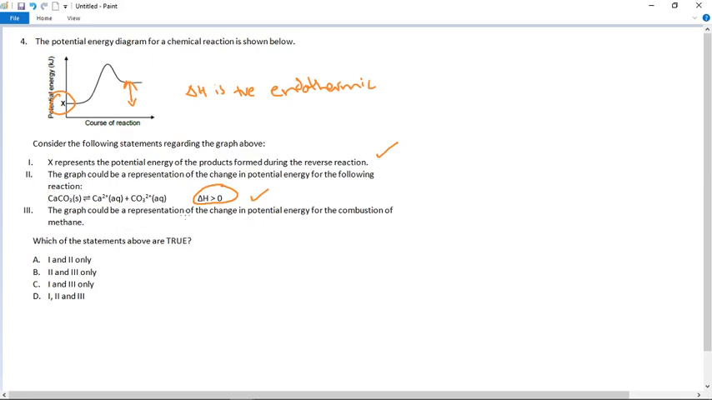The graph could be a representation of the change in potential energy for the combustion of methane. The combustion of methane is always exothermic. This is like burning methylated spirits. So it cannot be 3. So I'm left with 1 and 2 only, which is A.